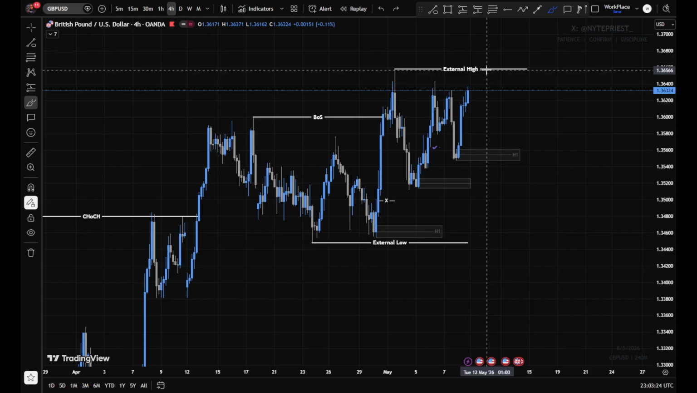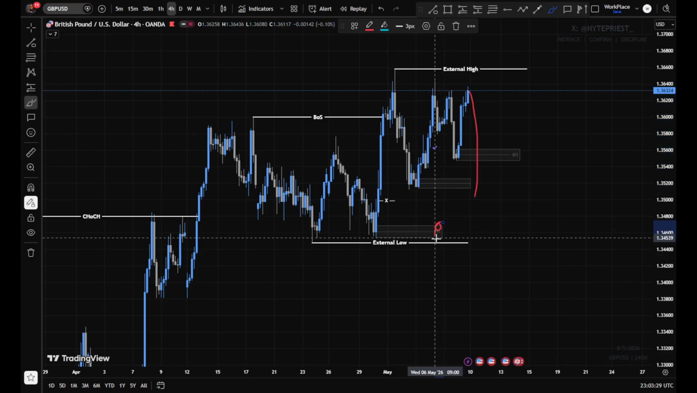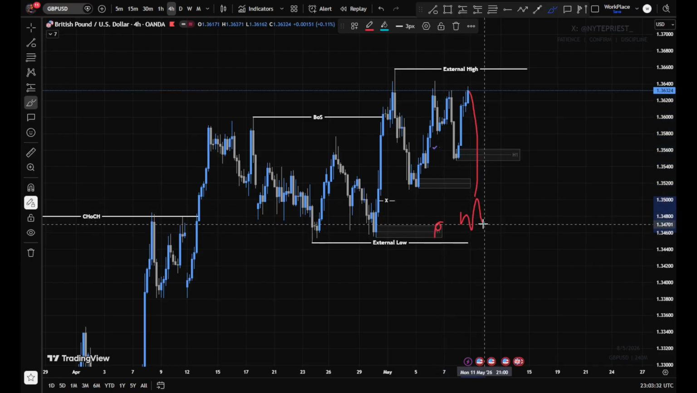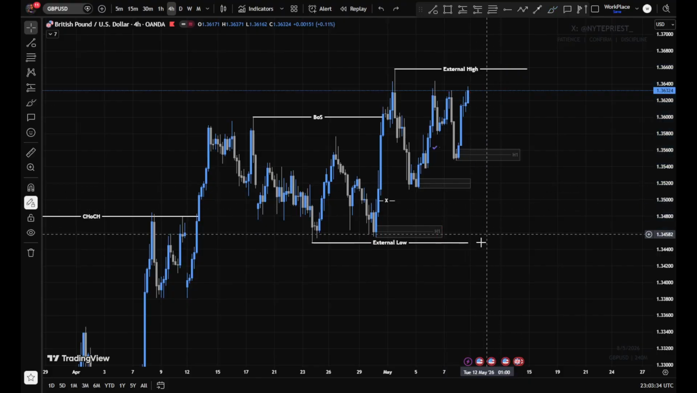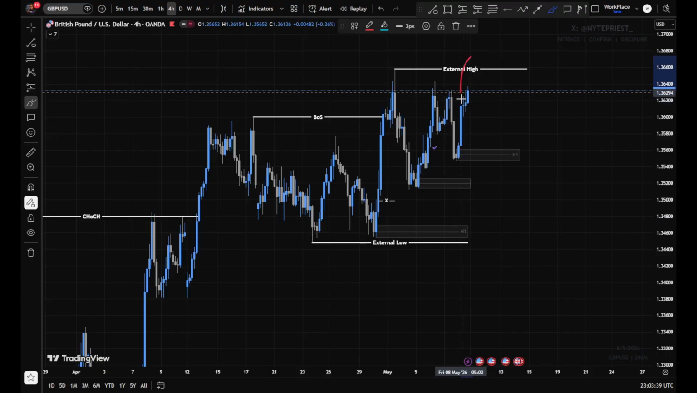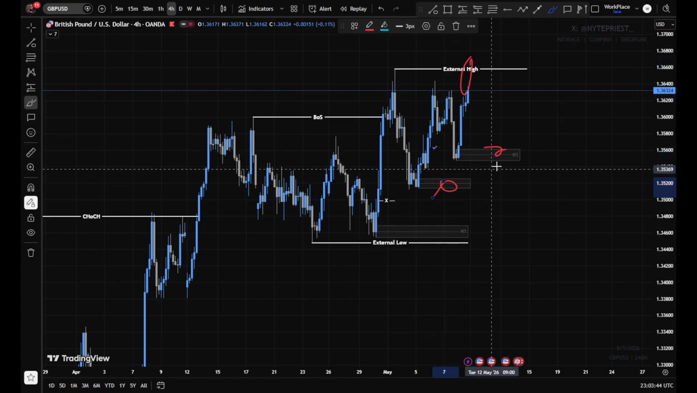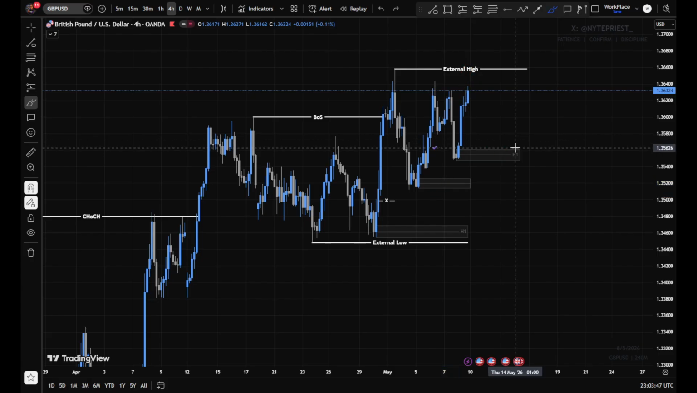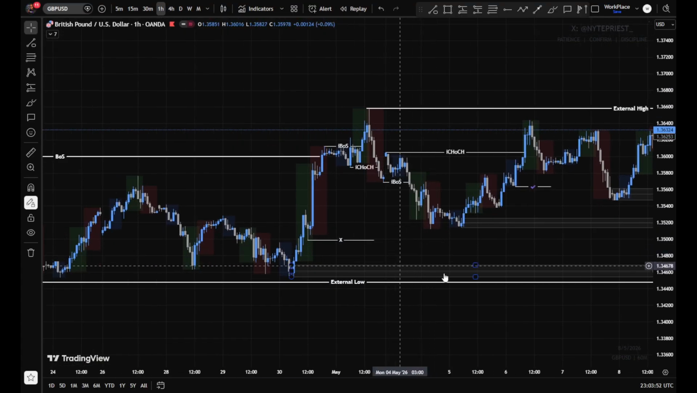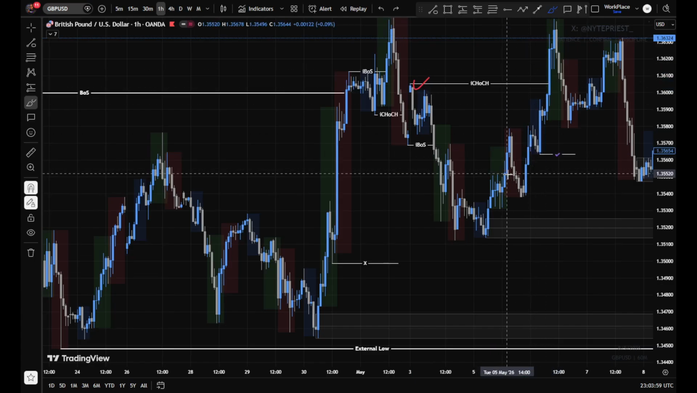If not, I'm waiting for price to drop, mitigate this H1 zone, look for a lower time frame confirmation, then buy to the upside. All right. Or if we break and close up here, I'll be looking for these POIs for my trade entries. Okay. So on the 1 hour time frame, as you can see, we're having internal breaks to the downside on the 1 hour time frame.